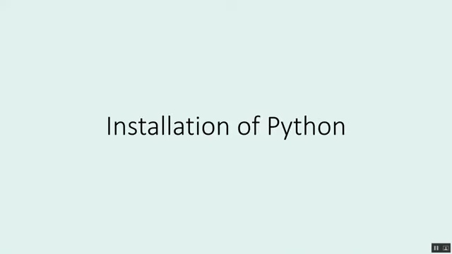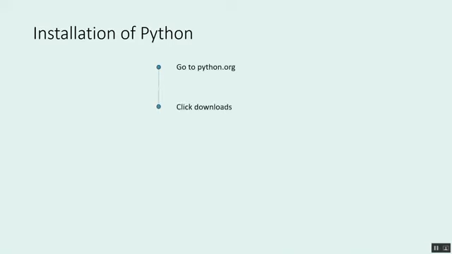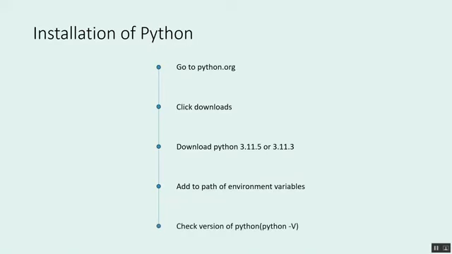So here's how we install Python. First we have to go to python.org, and then in python.org you will see a tab which has downloads. Okay, so you have to click the downloads, and then you could download Python 3.11.5 or 3.11.3. And then during installation you have to check the checkbox for adding the path to the environment variables. And then in the end, in order for us to check if Python was successfully installed on our computer, you have to check the version using this command, python space -V.